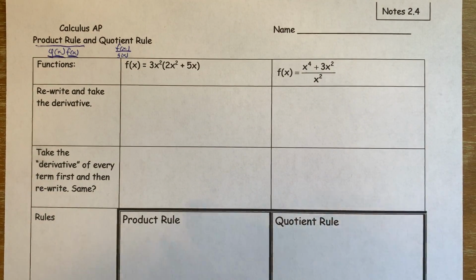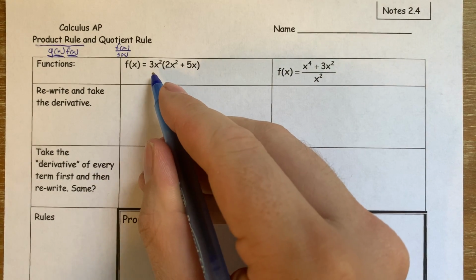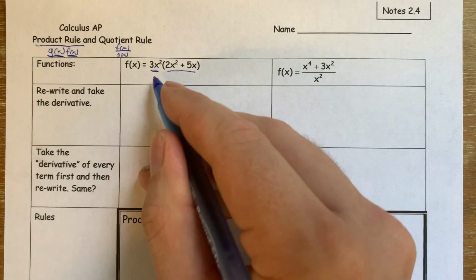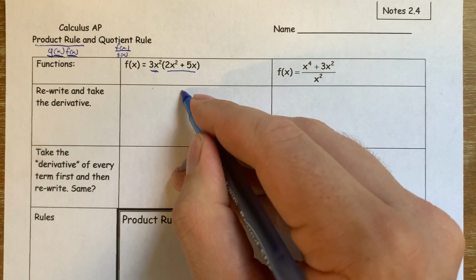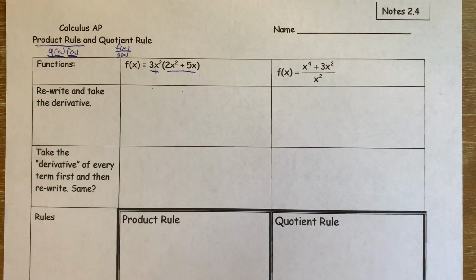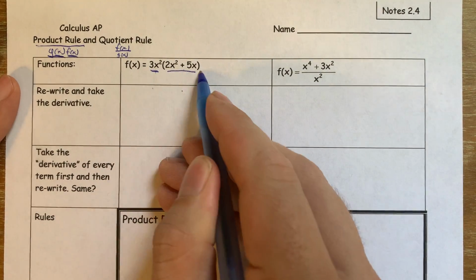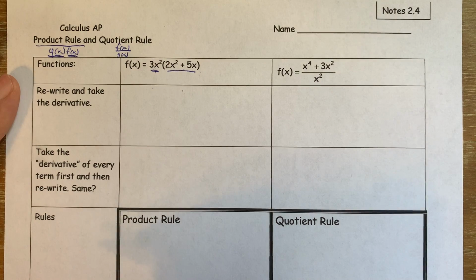Last class, we said that what we are not allowed to do, if there are two functions multiplying, like we have here, is just take the derivative of this and the derivative of this and multiply it together. We said that would be very, very bad. And it is. And we learned that instead, what we could do is rewrite it and take the derivative. So go ahead and first start by rewriting f of x in a way that will make it so that we know how to take the derivative.